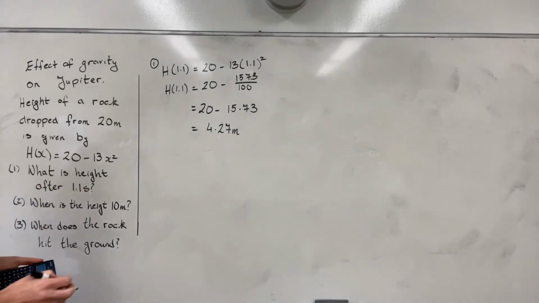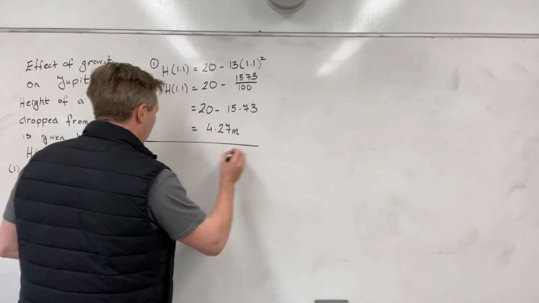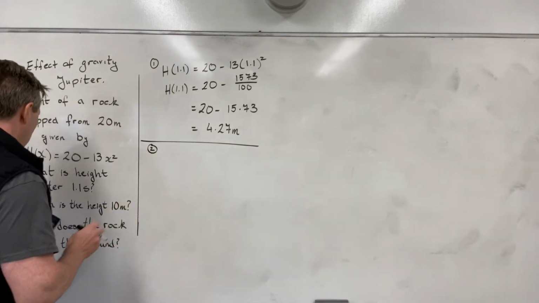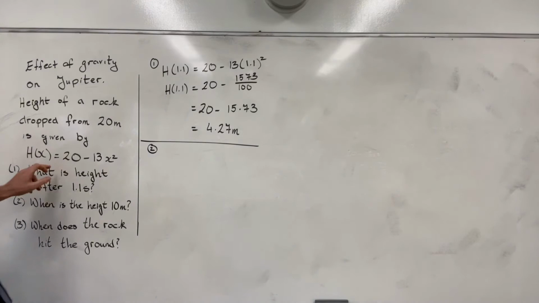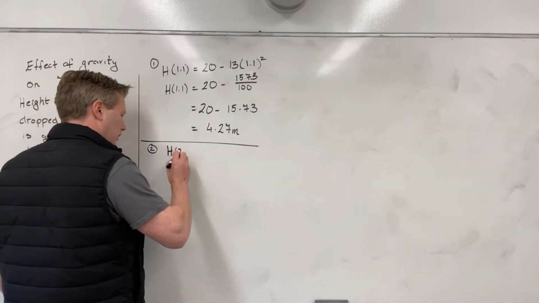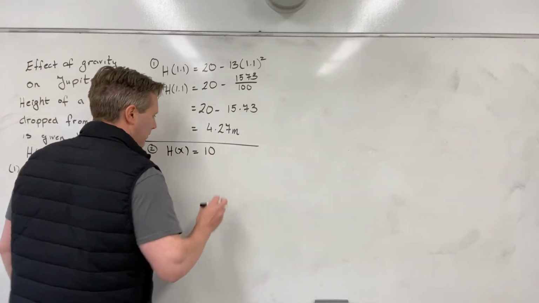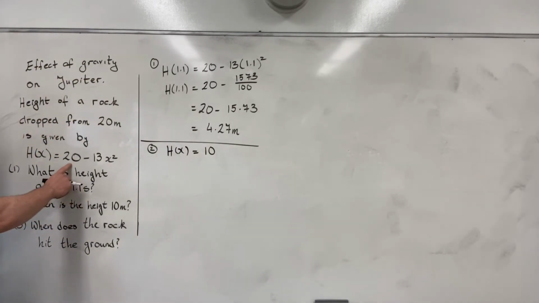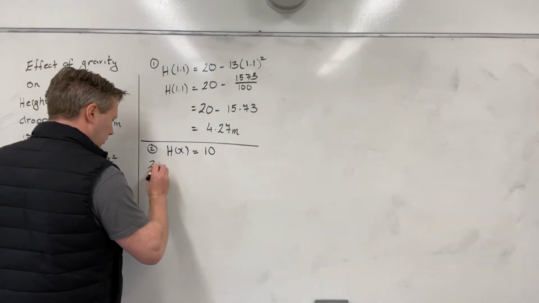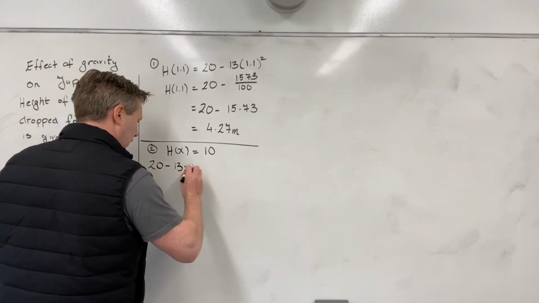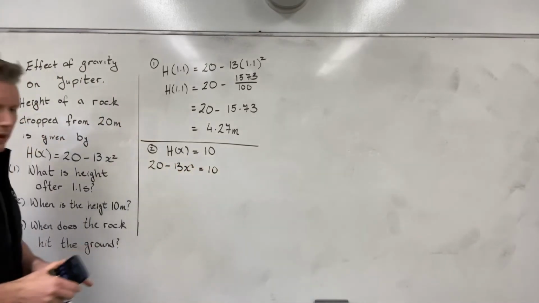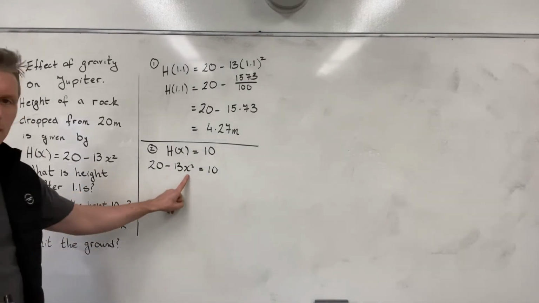All right, second part of the question. This is part two. When is the height 10 meters? Again, we're given the function h of x, where x is time in seconds, and we're asked when this function is equal to 10. So I'm going to take my function, h of x, and let it equal 10. Well, h of x is 20 minus 13x squared, so if I let that equal 10, I can now solve for x, which is the time.